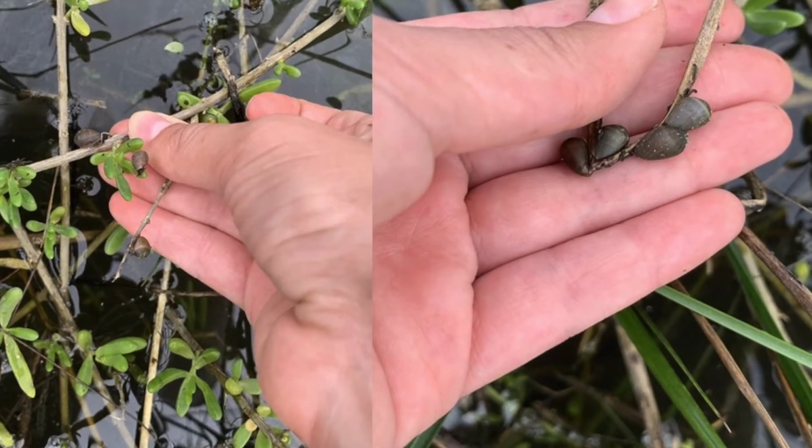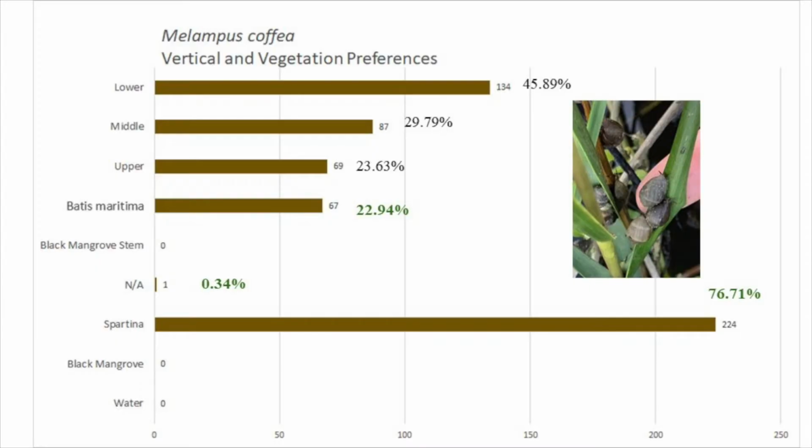In the coffee bean snails sampled, the lower third was preferred 46% of the time. Melampus coffeus's preferred vegetation type is Spartina, and their second choice is saltwort. It's a succulent plant. Both days the coffee bean snails were spotted were on high tide days at 80 and 81 degrees.